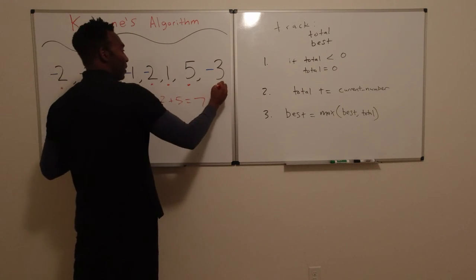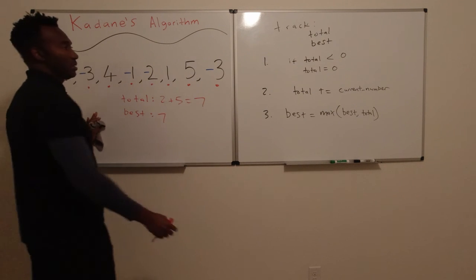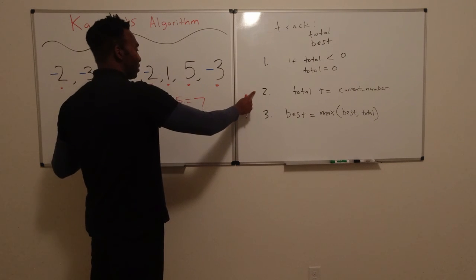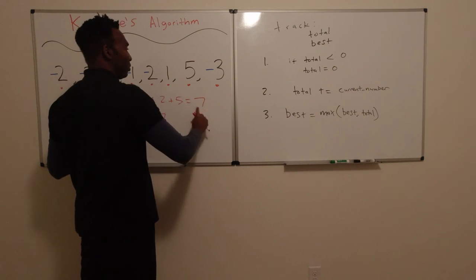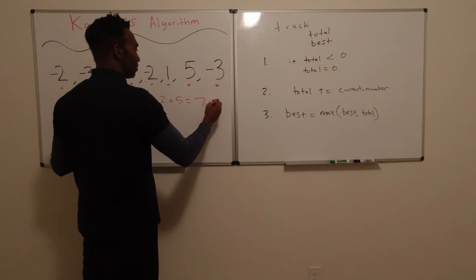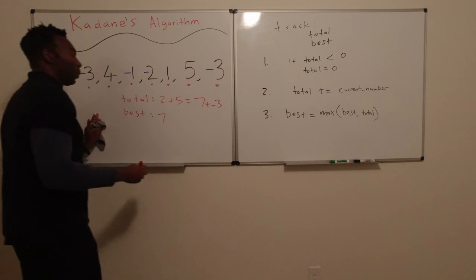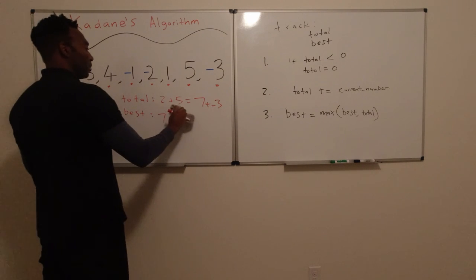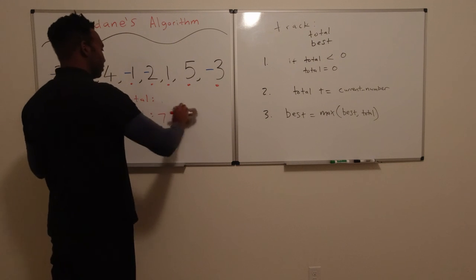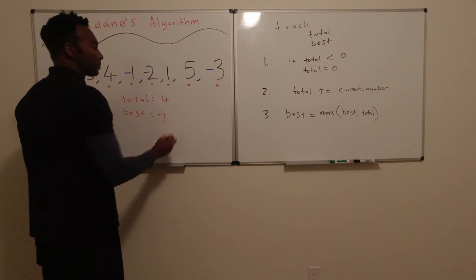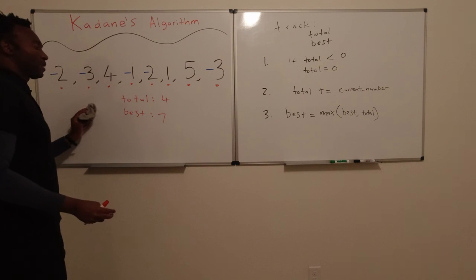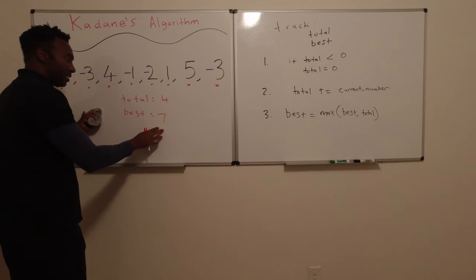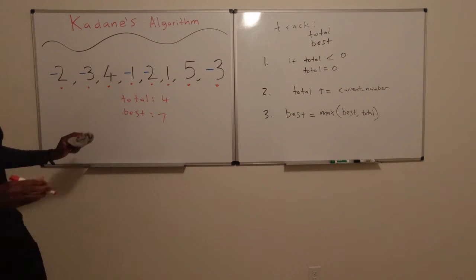And then the last number that we have is negative 3. So let's see, is our total negative? It's not. Skip that step. The next one that we have is to take our total, which is 7, and then add that to negative 3. So plus negative 3. When we do, 7 plus negative 3 will give us 4. Third step, you find the max between your best and total. 7 is larger than 4, therefore your best is going to stay exactly the same. And then you're done.